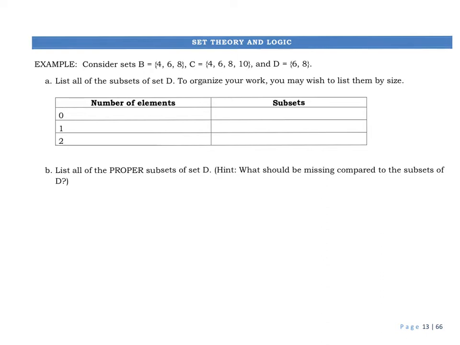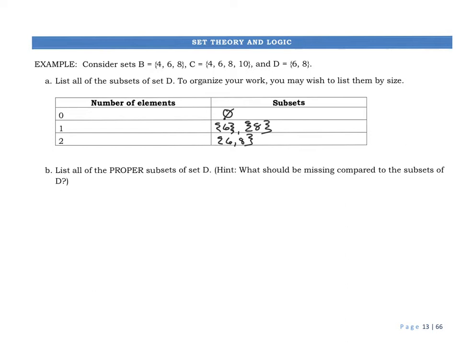Okay, enough of that. So we have these different sets we want to consider. We're going to list all the subsets of set D. Since set D has two elements, we would have a subset with no elements. We all know that as the empty set. And then we could have subsets with one element. So we could have a subset with 6 in it, and a subset with 8 in it. And then 2 elements, well, wouldn't that be the set itself?